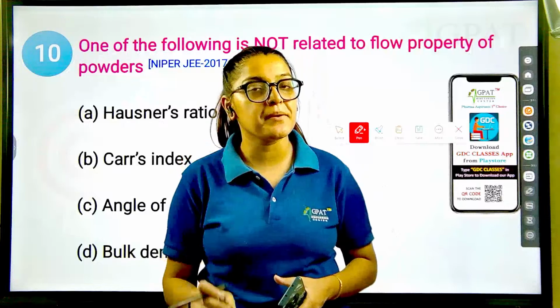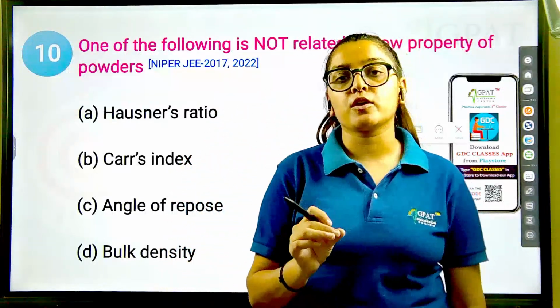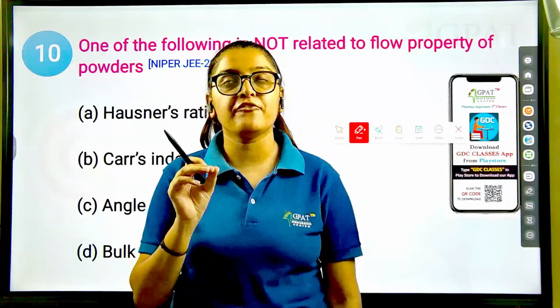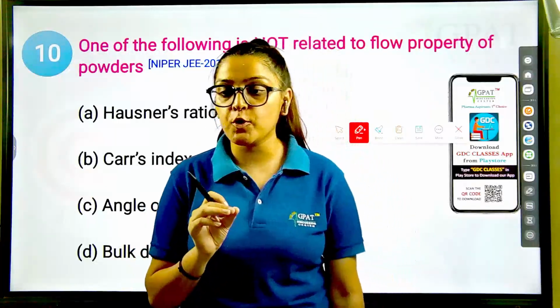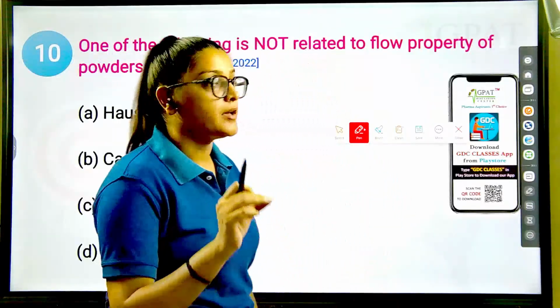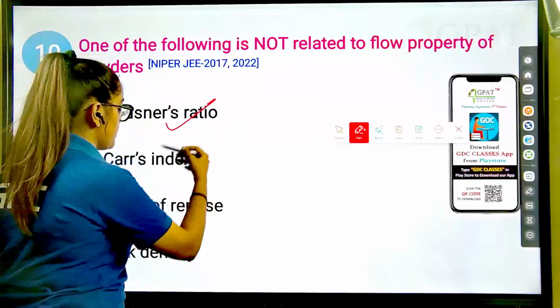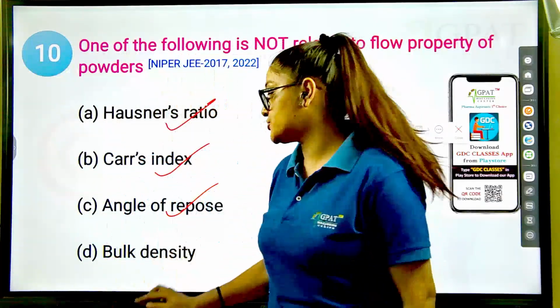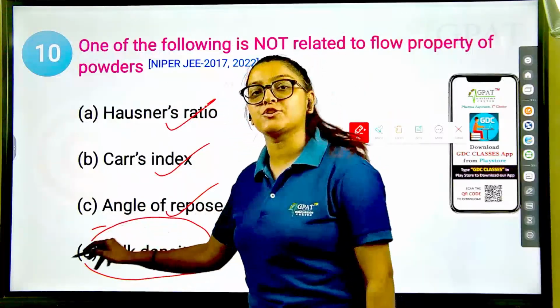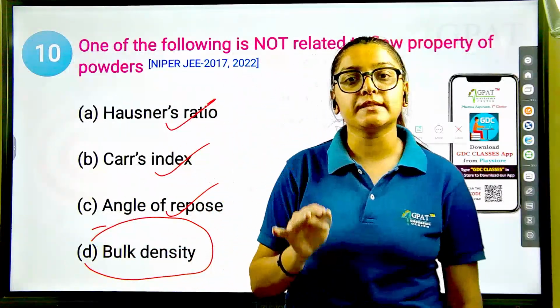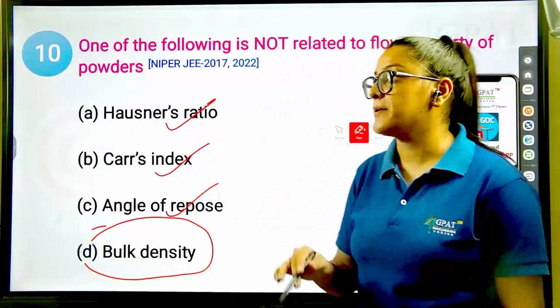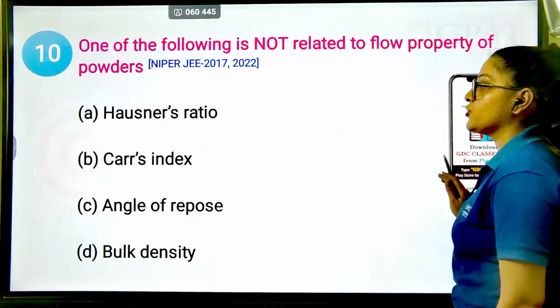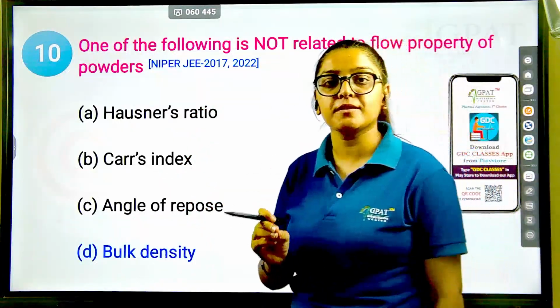Next question. Which one of the following is not related to the flow properties? If you remember, while I was talking about the Carr's index, I mentioned that the flow properties can be evaluated using the Hausner ratio, Carr's index, angle of repose, but no other method is used. So bulk density is actually not used for the determination of the flow properties, right? So the correct answer is going to be bulk density, option number D.